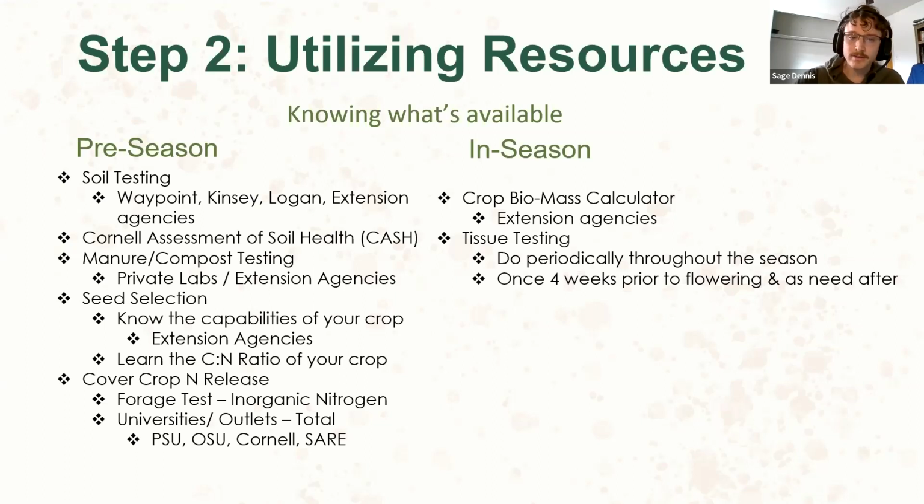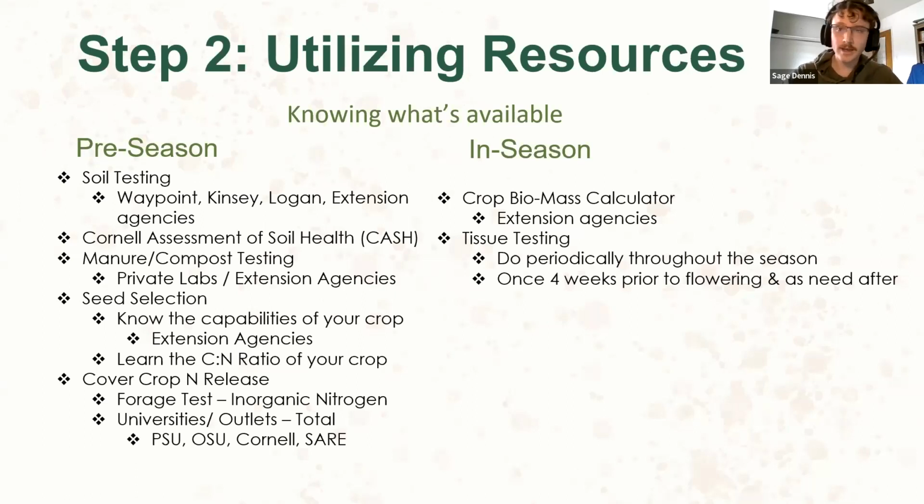But on top of that, there's a lot of research out there from various universities or outlets such as PSU, OSU, Cornell, and SARE that will give you an approximation of the total amount of nitrogen that you could expect based on the application rate for your various cover crops. In season, though, I encourage people to take it a step further, and there are crop biomass calculators out there. The NRCS is a wonderful resource for this type of calculation, as they have very digestible and comprehensive information to help you make that decision.